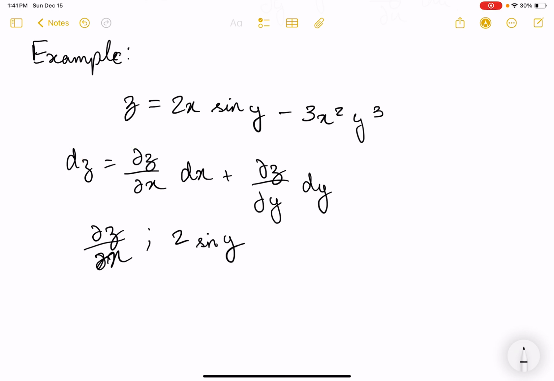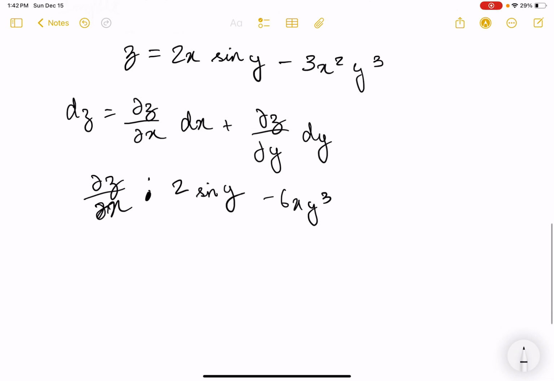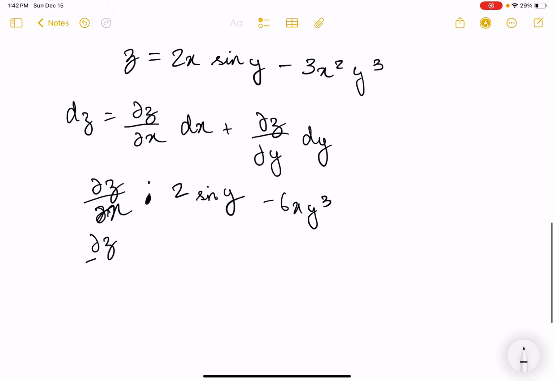And then our second term is negative 3x squared y cubed. And the derivative of negative 3x squared is negative 6x. So it becomes negative 6xy cubed. So putting it together, partial z by partial x is just 2 sine y minus 6xy cubed. Now let's calculate partial z by partial y.